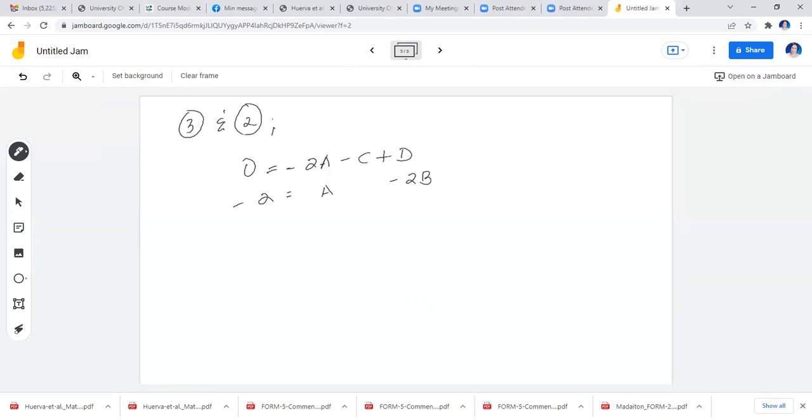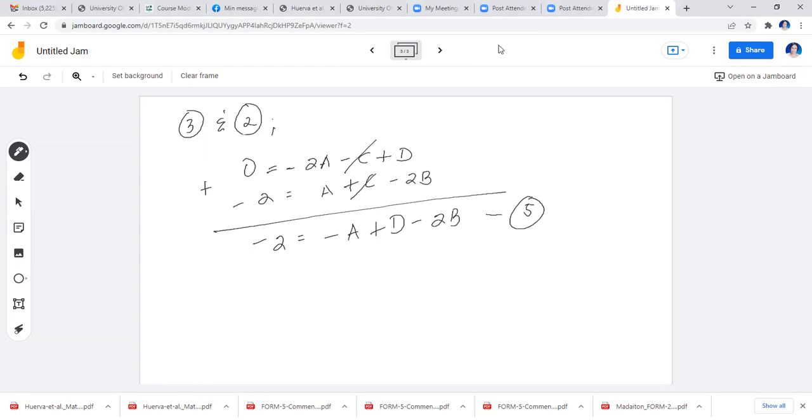So I can have them. If I add, I'll get rid of the c. So I'll have minus 2 is equal to negative a plus d minus 2b. Okay, that's your 2 and 3. Now this is equation 5. Another thing is we can have 3 and 4.